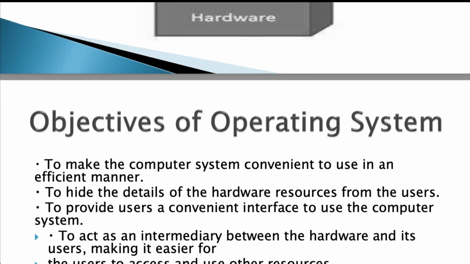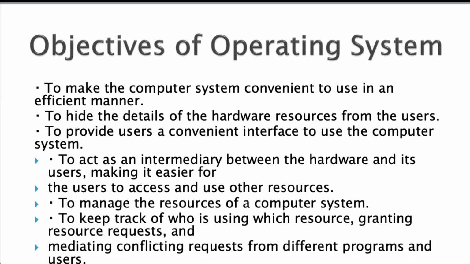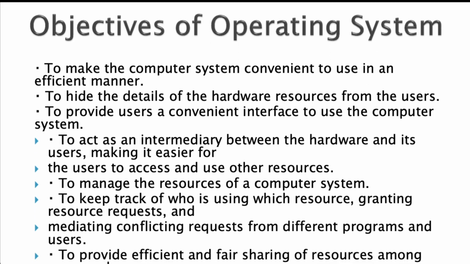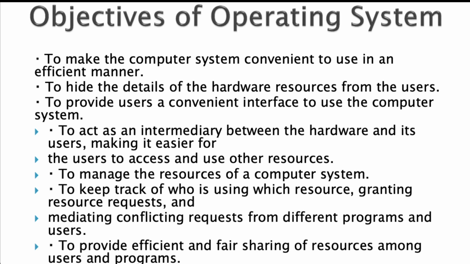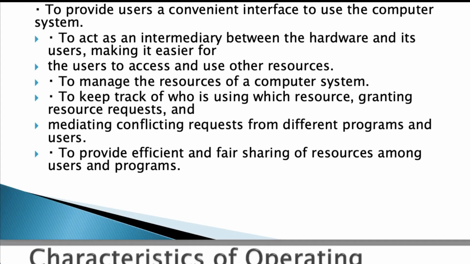What are the objectives of the operating system? The operating system is defined with certain key objectives. It will make the computer system convenient to use, it will hide details of the resources from users, it provides a very good interface, it manages resources, resource tracking, conflicting requirements can be mediated, and resources can be efficiently and fairly shared among users and programs.